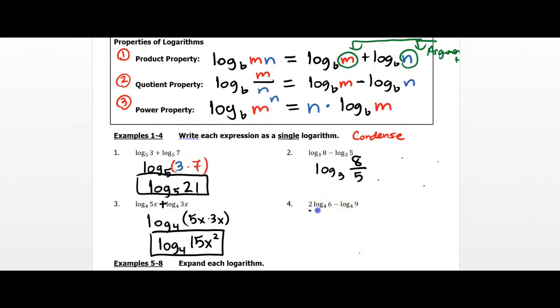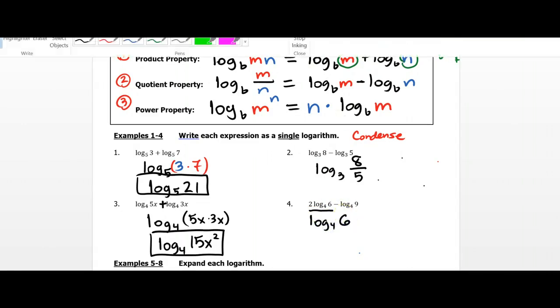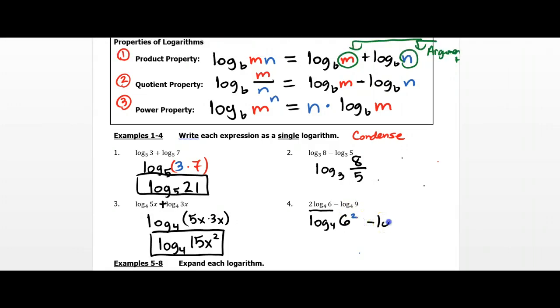Okay, 2 log base 4 of 6, first of all, I can rewrite that by using my power property. So any number that you're taking times the log can become the exponent on the argument. So I can rewrite 2 log base 4 of 6 as log base 4 of 6 squared, and then we're still subtracting log base 4 of 9. That would become log base 4 of 36 minus log base 4 of 9.